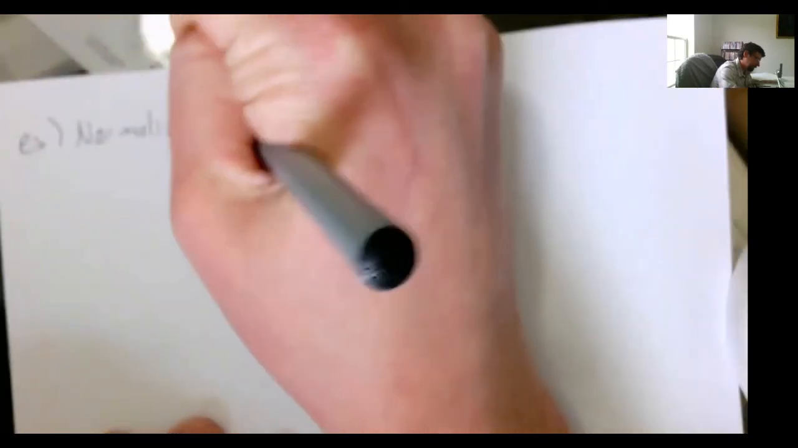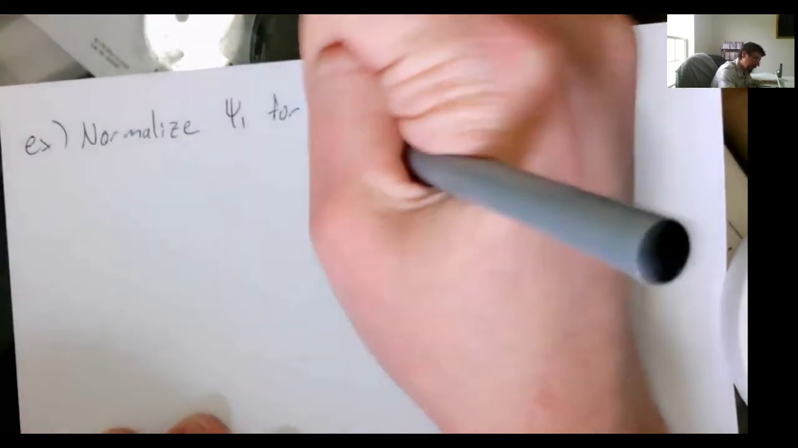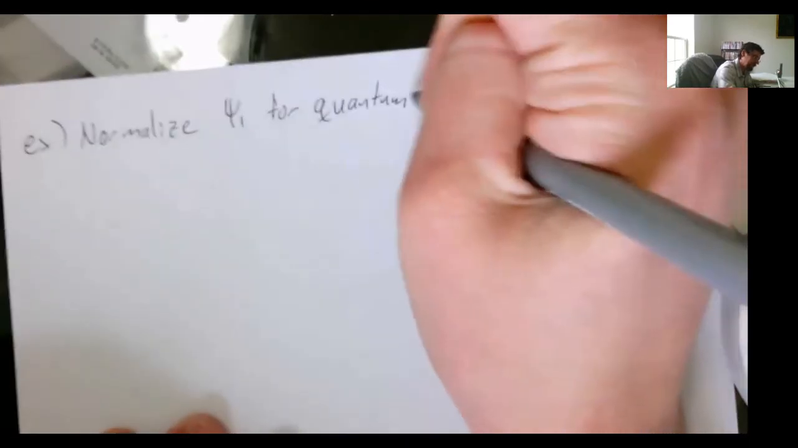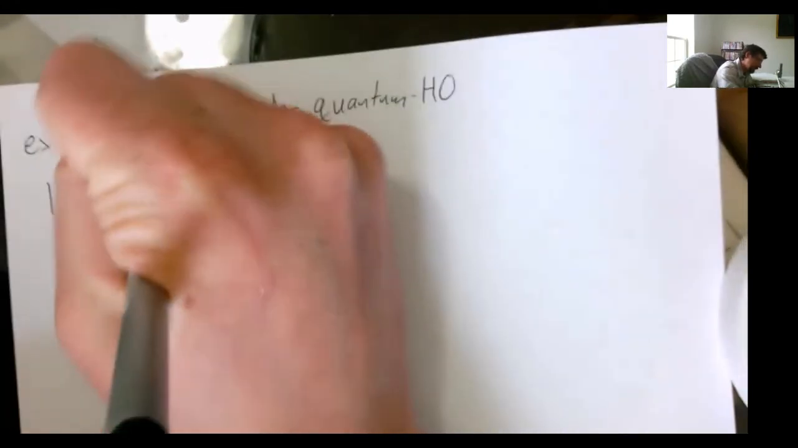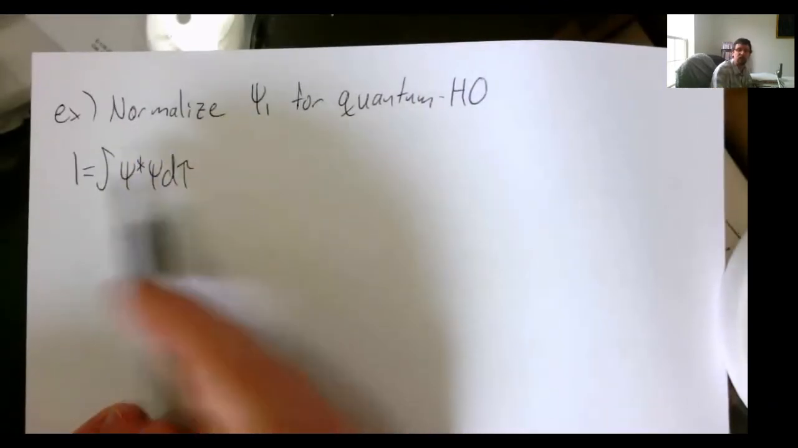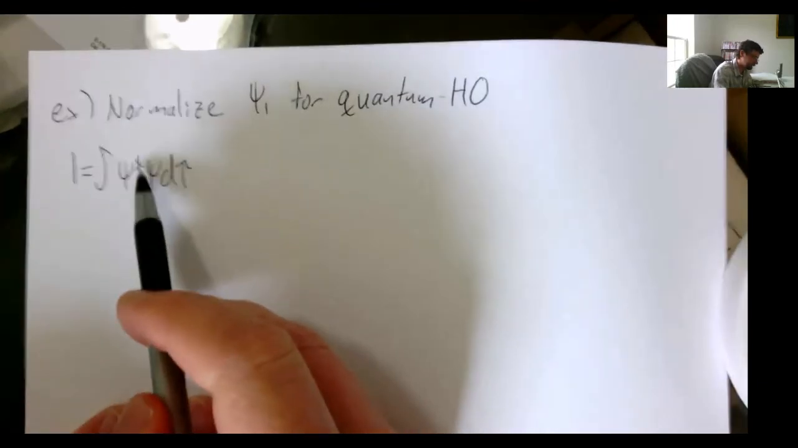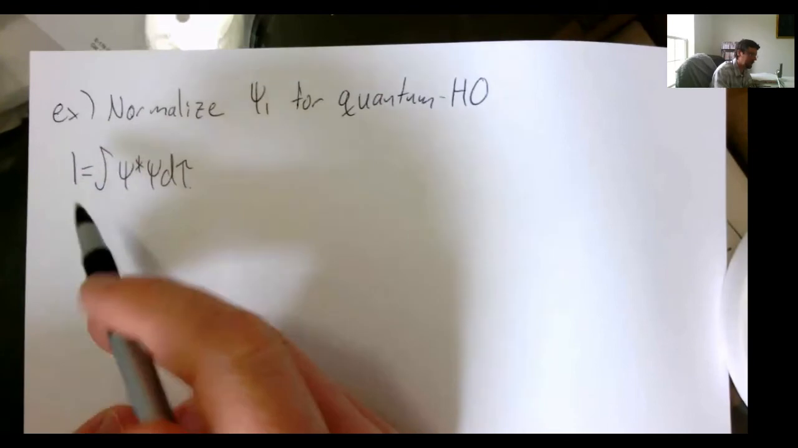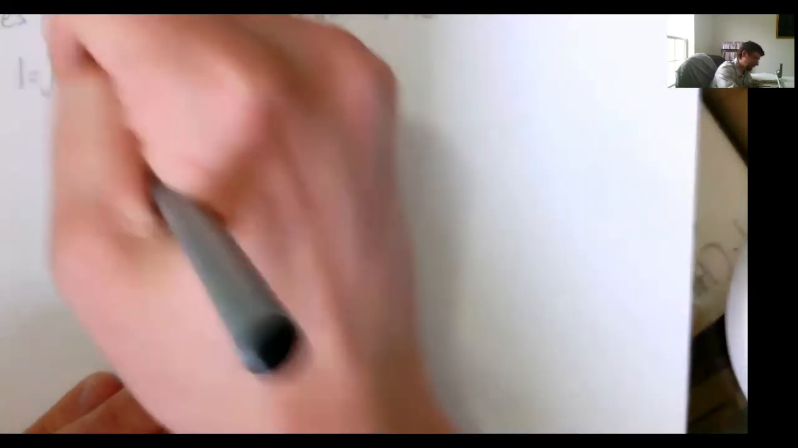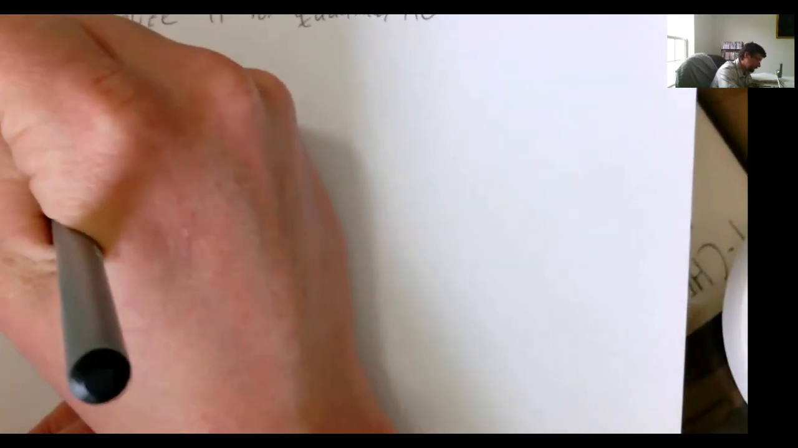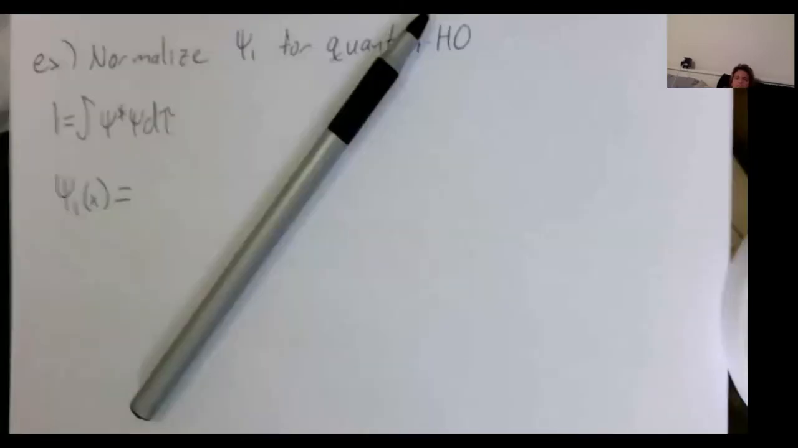As an example, let's normalize psi 1 for a quantum harmonic oscillator. Remember, normalization, like we said, is basically integrating across our limits and solving for that normalization constant. Psi 1 of x, if we go back to, I can't really see it that well.